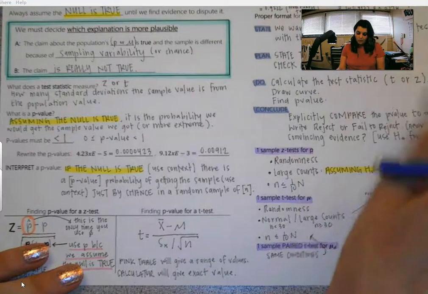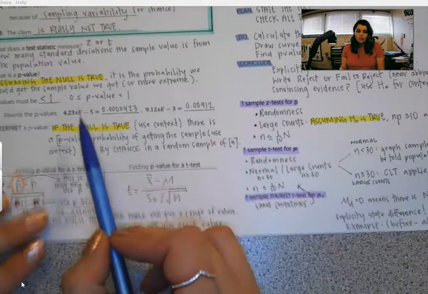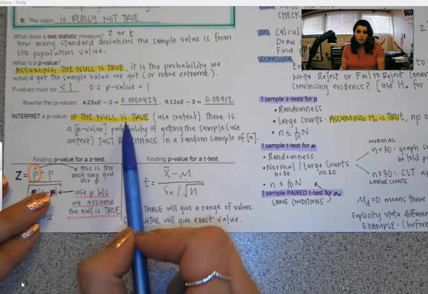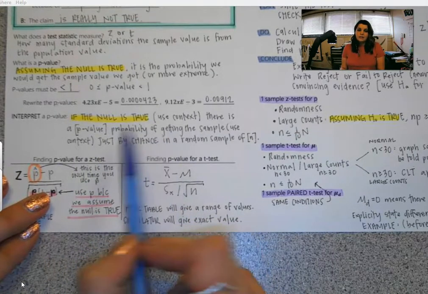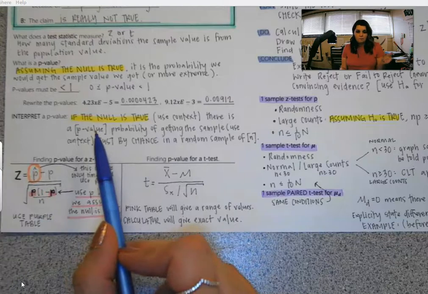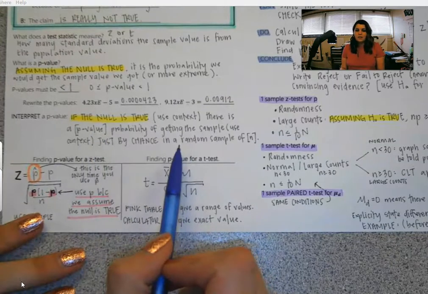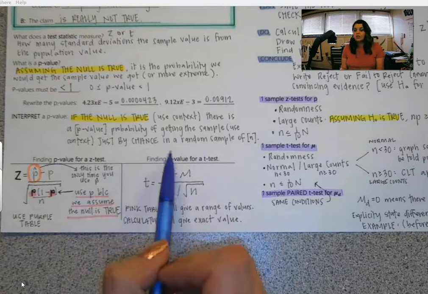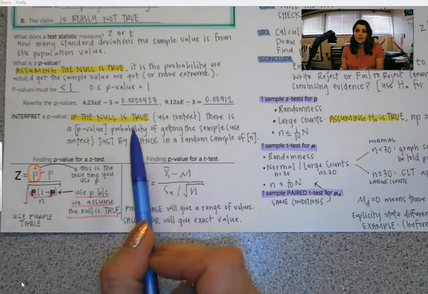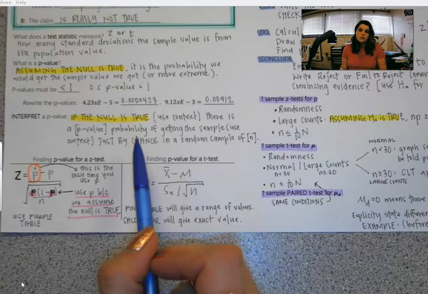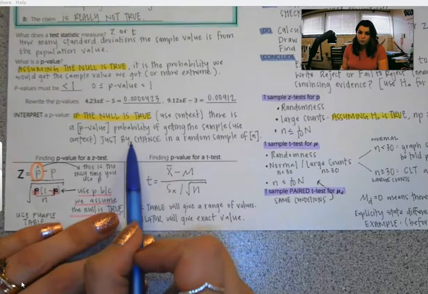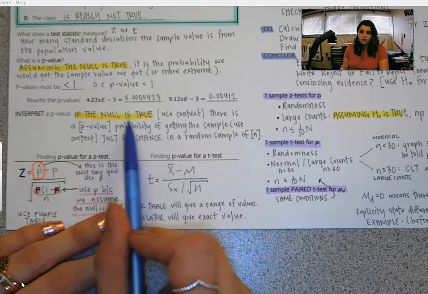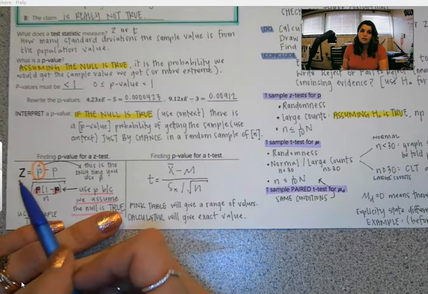When we interpret a p-value, you begin with "if the null is true," and you use context: there is a 5% probability of getting the sample value of 15 hours just by chance in a random sample of 10 batteries. Make sure that you feel comfortable interpreting a p-value. This is just the framework. You need to fill in the context.